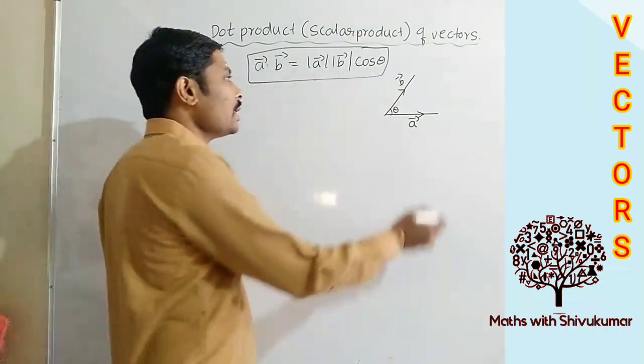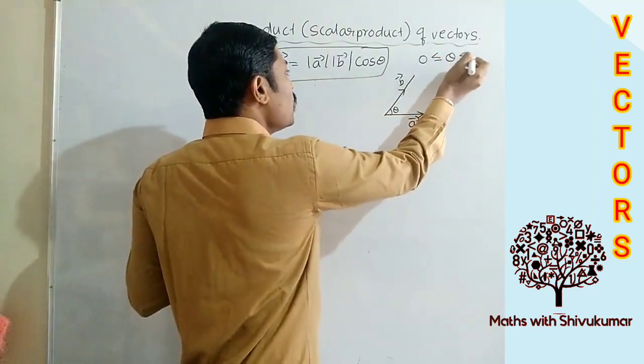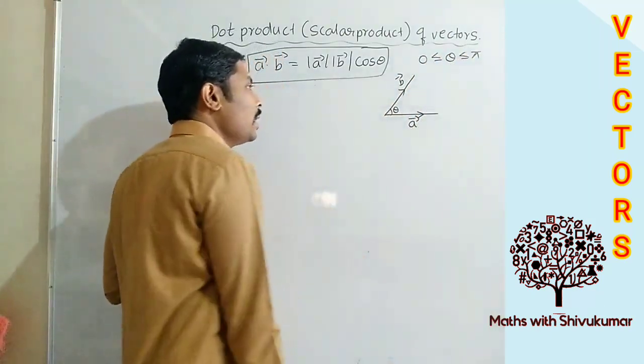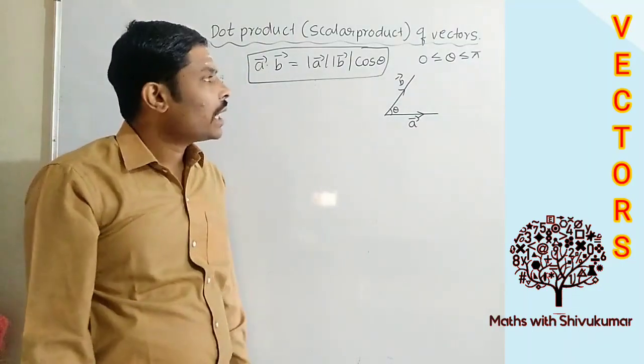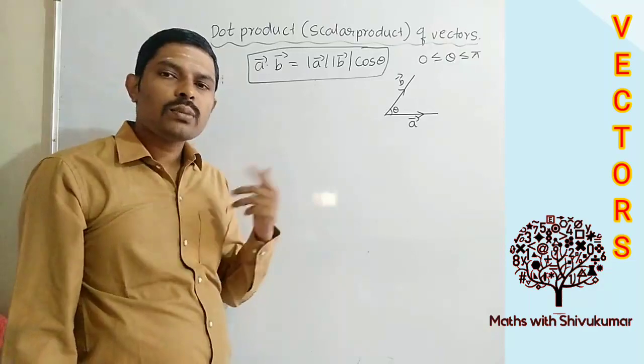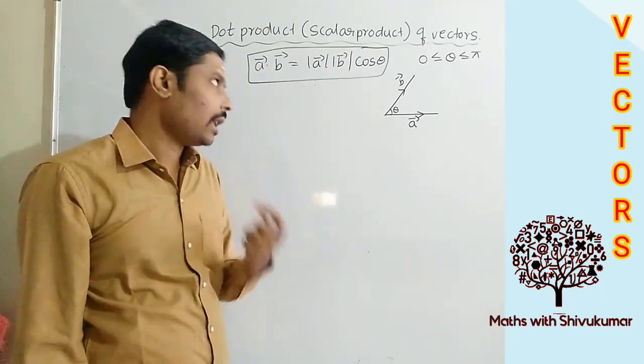So here one condition is there for theta. Theta value lies between 0 to pi. Theta value lies between 0 to 180. You may ask, sir, why condition is for theta? If it is more than 180 degree, what happens? You may ask the question. Yes, I will tell that.